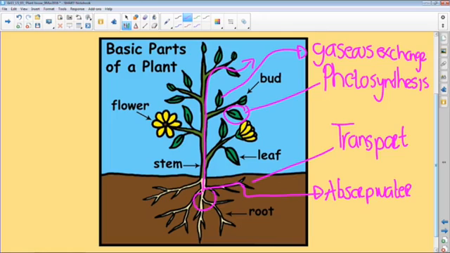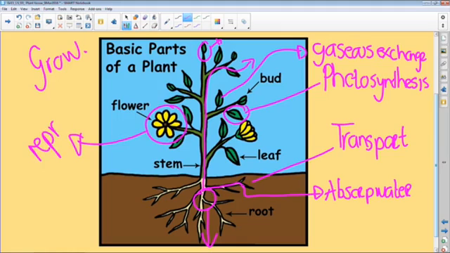What else does a plant need to do? Over here, these go down and the top goes up. A plant needs to grow. So there need to be tissues there that enable the plant to grow. So we've got absorb water, we've got transport, we've got photosynthesis, we've got gas exchange, we've got to grow. What else does a plant need to do? A plant needs to be able to reproduce, to make more of itself. So we're going to have a flower.